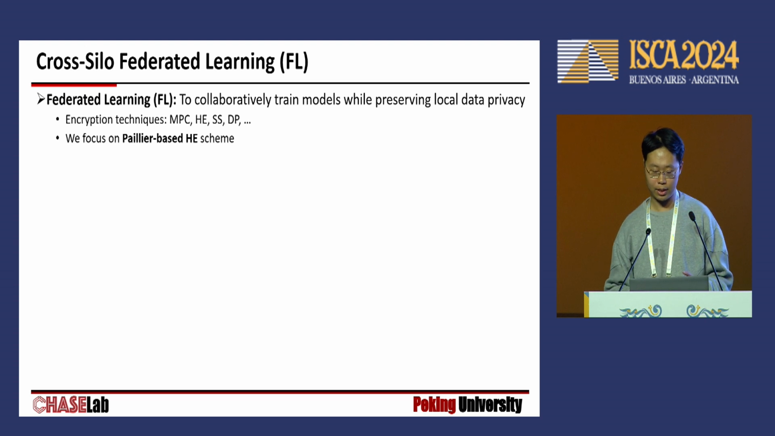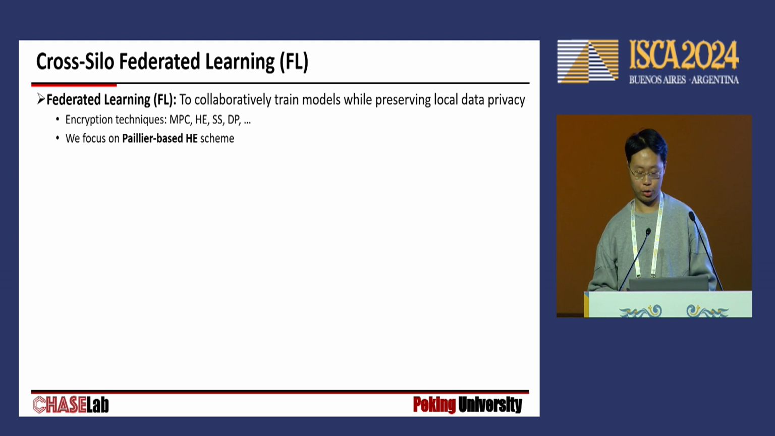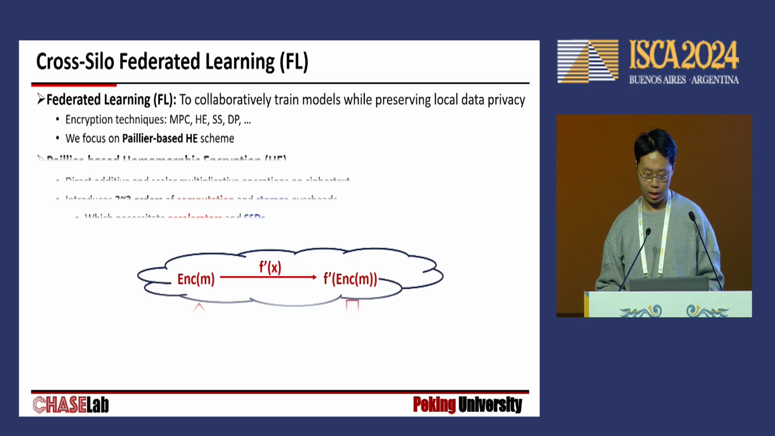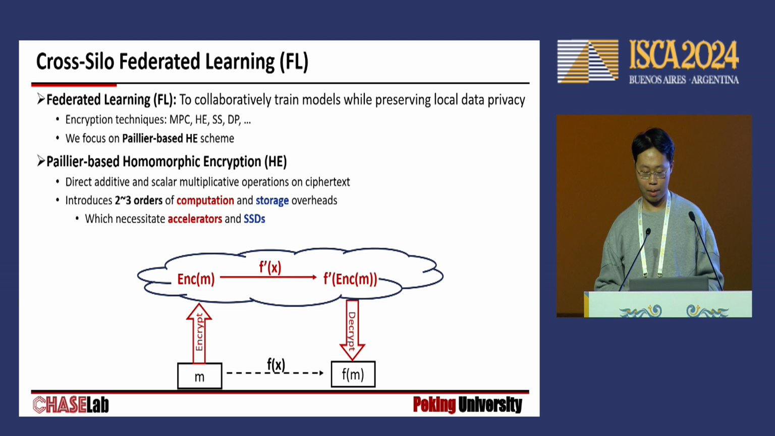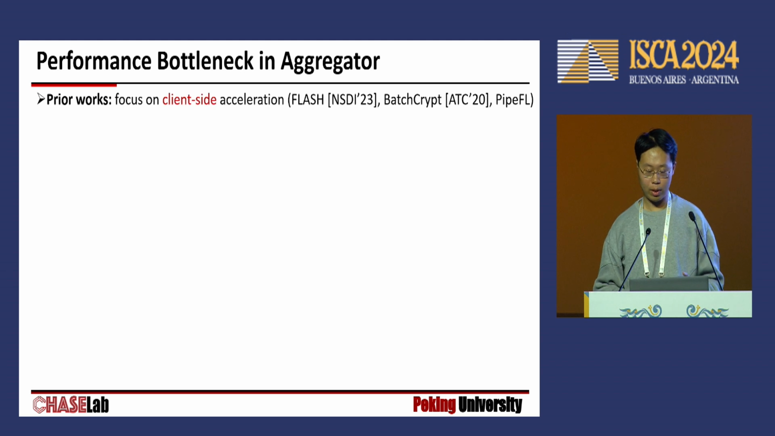There are multiple privacy-preserving techniques for federated learning, but in this work, we focus on Paillier-based homomorphic encryption since it is widely deployed with balanced security, model usability, and performance. The Paillier-based algorithm allows direct additive and scalar multiplicative operation on the encrypted data. However, it will introduce 2 to 3 orders of magnitude of computation and storage overheads compared with the plain text computation. Several works have been proposed to address these overheads.